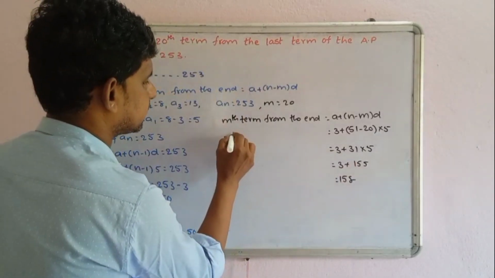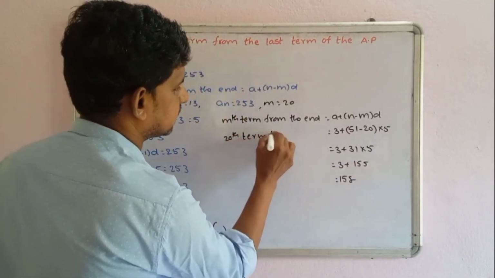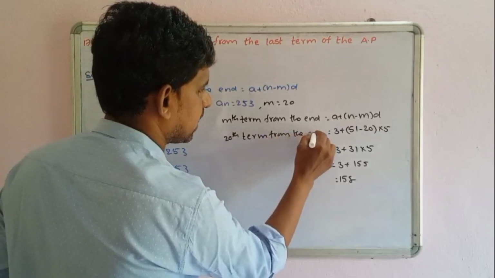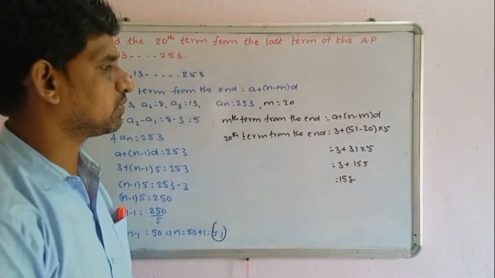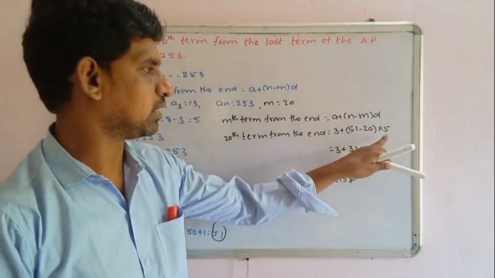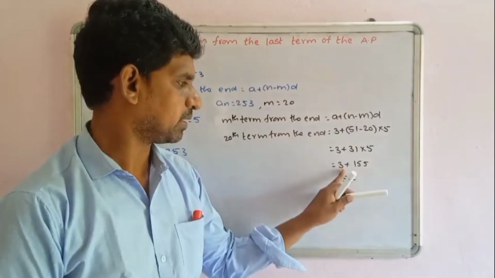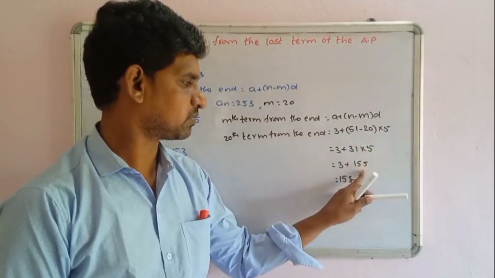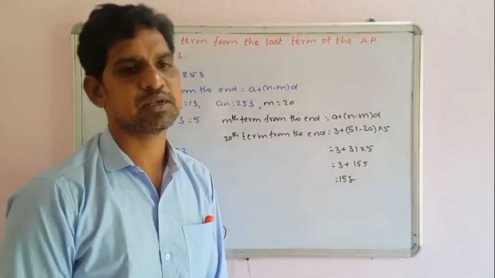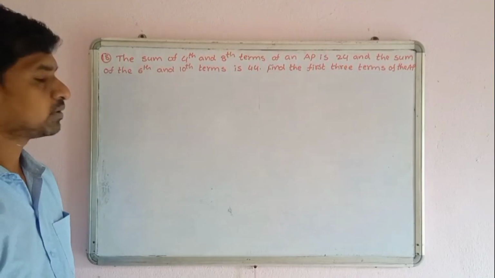Okay, now 20th term. 20th term from the end equals 3 plus 51 minus m, here m equals 20, into 5. So 3 plus 51 minus 20 is 31 into 5. 3 plus 31 times 5 is 155. 3 plus 155 is 158.